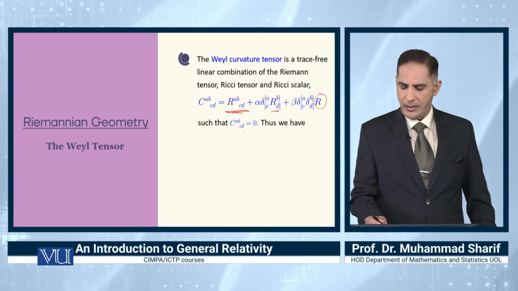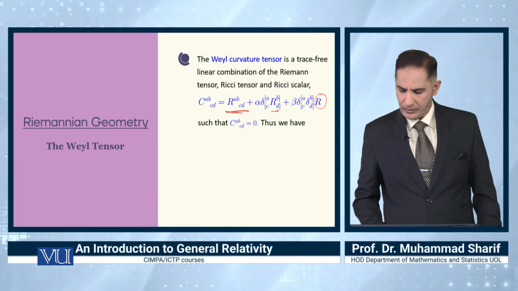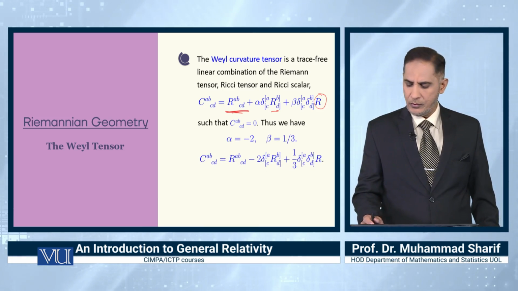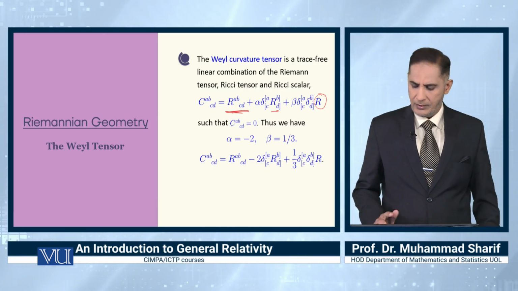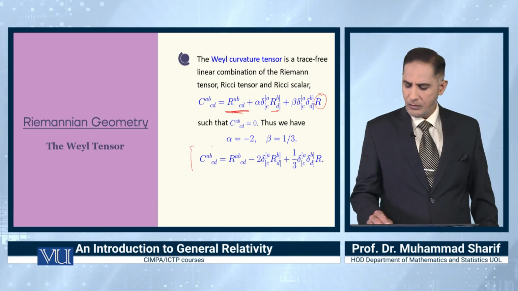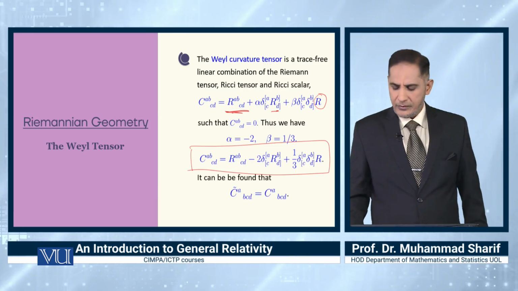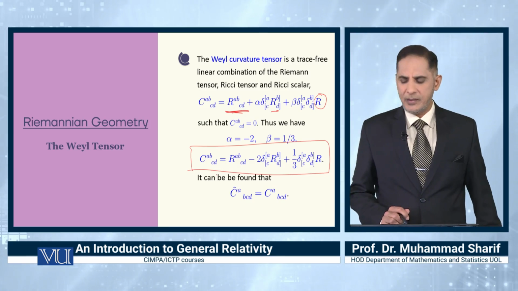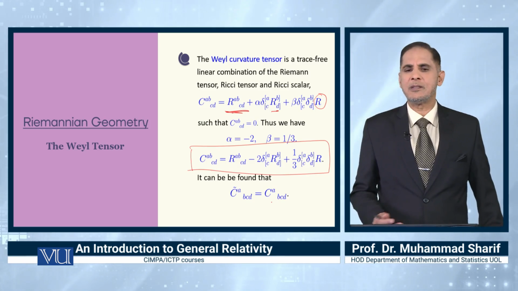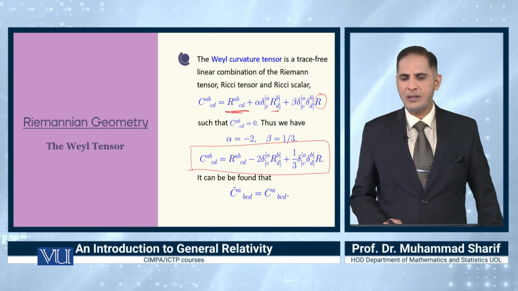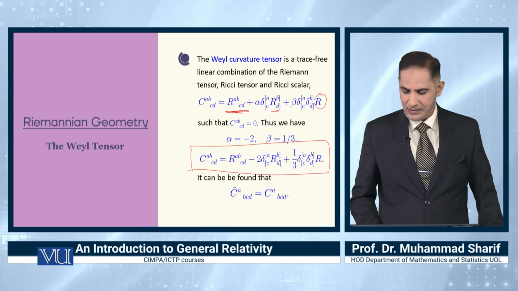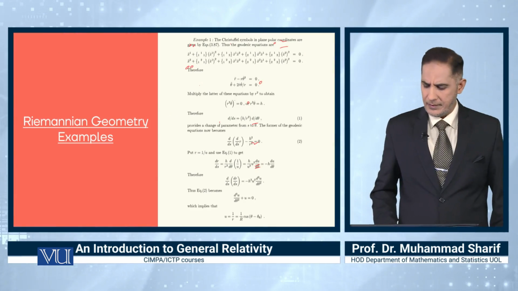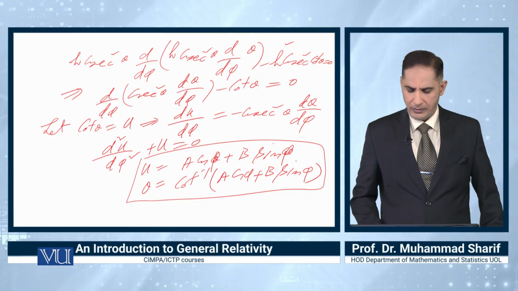If we impose that the trace is 0, then we can find the values of alpha and beta, and these are alpha equal to -2, and beta equal to 1/3. So in general, we can write that this is the Weyl tensor. This is also an interesting point, that if we take the conformal transformation of this complicated tensor, it remains invariant. I mean, the conformal transformation doesn't change this tensor. This is very interesting. Now, we have already learned the geodesic equations and we have solved this.